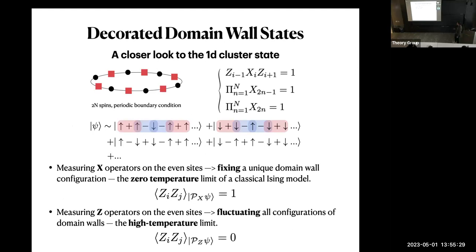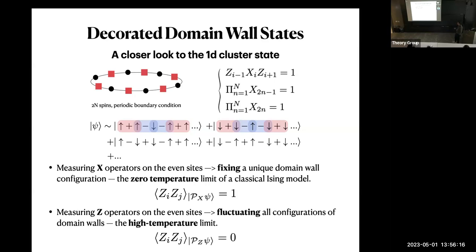So the decorated domain wall for the cluster state in one dimension goes like this. Because of these constraints, the domain wall on the odd sites is bound with an x charge on the even sites. So if you have no domain walls, then you have x equal to plus 1 in the middle. If you have a domain wall, then x is equal to minus 1. In this basis, it's very easy to see. If we measure the x operator, we are fixing a domain wall configuration, essentially picking one component of this huge wave function, and that component has all the domain wall configurations fixed. You can think of that as the zero temperature limit of a classical Ising model.